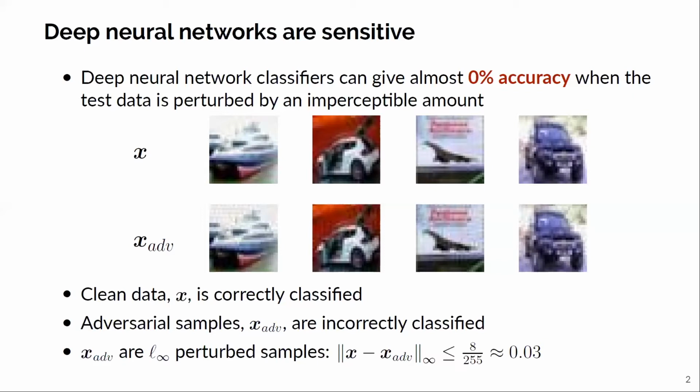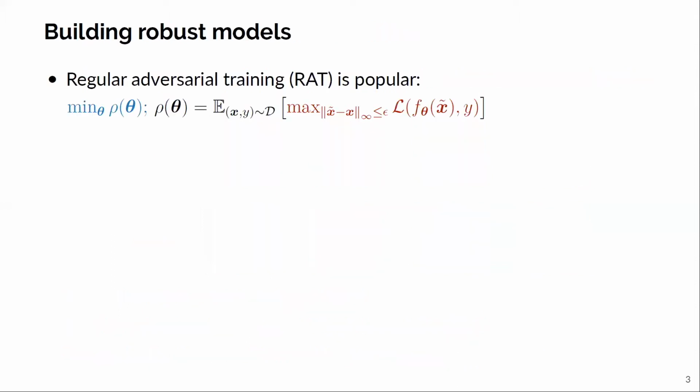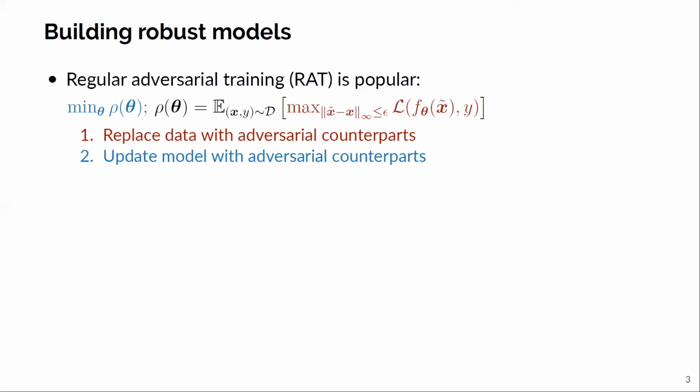It has been known for some time that deep neural networks suffer from this problem, and there have been a variety of approaches to train models to be robust against such perturbations in test data. One popular method is regular adversarial training, and it seeks to solve an optimization problem as shown here. Script L is the loss function of the neural network. F theta is the deep neural network parameterized by parameters theta. X is a training sample, and Y is the actual class of the training sample. So for each training sample, we try and replace it with an adversarial counterpart that maximizes the loss. And then we minimize the neural network's parameters on these adversarial training samples, rather than using the original training samples of the dataset.